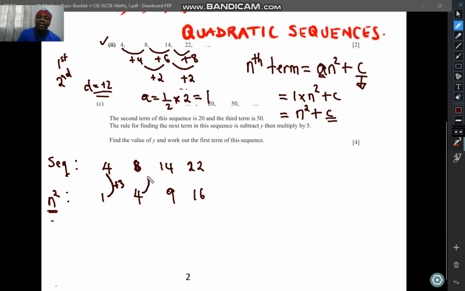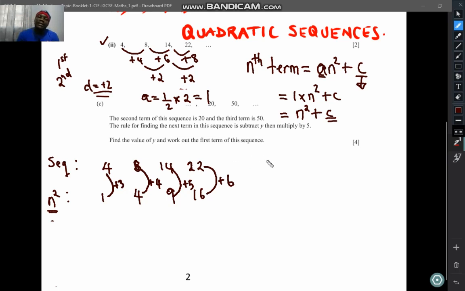From 4, we need to add, I think, 4. And then from 9, we need to add plus 5. From 16, we need to add plus 6. So you can see that we are not adding the same constant like it was for a linear sequence here.